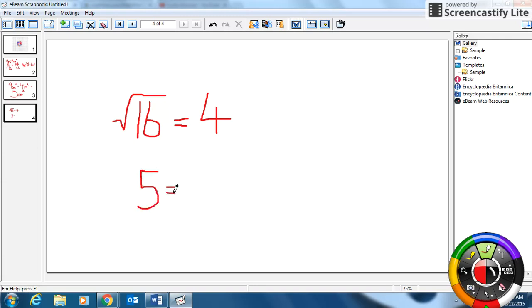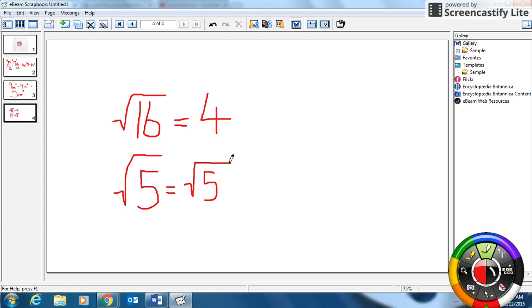That's not as easy, right? Because we know that 5 is not an example of a perfect square. So the answer for the square root of 5 is, for today's lesson, to keep it simple, we'll just say the square root of 5.